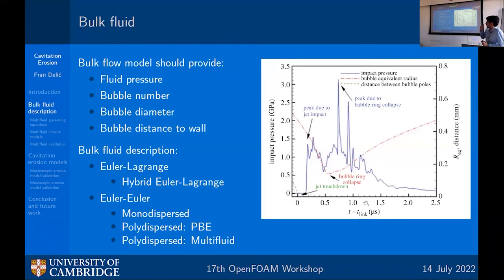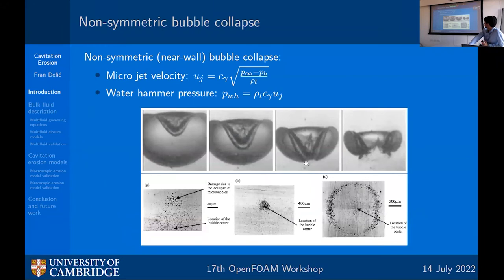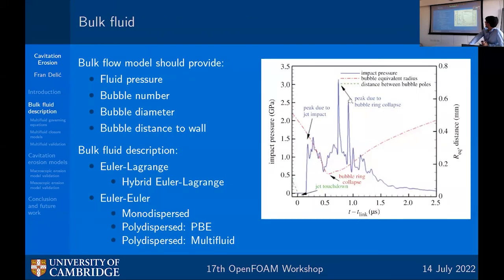So the conclusion is to model cavitation erosion properly, we need to take into account both the modes of damage, and the bulk fluid model should provide the fluid pressure, the bubble number, the bubble diameter, and the bubble distance to wall to be able to accurately compute the pressures that are seen. On the graph at the right, you can see the pressure distribution across the collapse event. And here you can see two different peak pressures. Let's say this is a peak pressure due to jet impact, and this is a peak pressure due to the bubble ring collapse seen here.